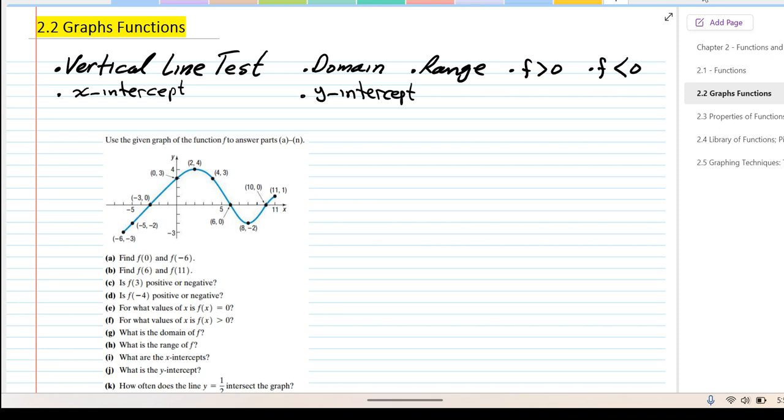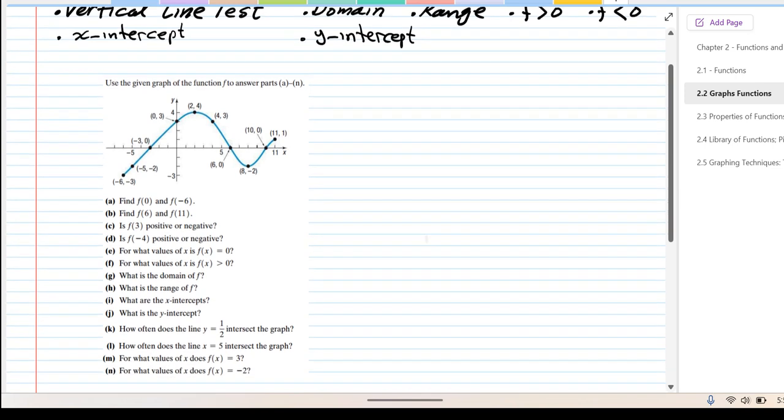We're going to talk about the vertical line test for the graph of a relation, really, to determine whether the relation represents a function. And we're interested in domain and range. We're interested in where the function is positive and where the function is negative. We are also interested in the x and y intercepts of the graph, if they exist. So let's begin with this example that I have on here.